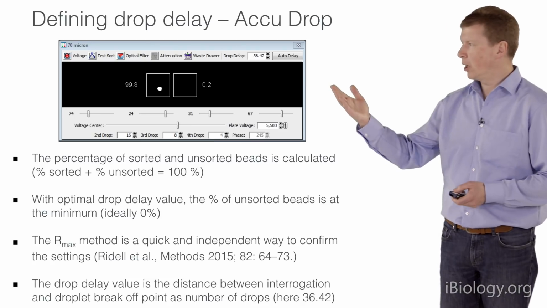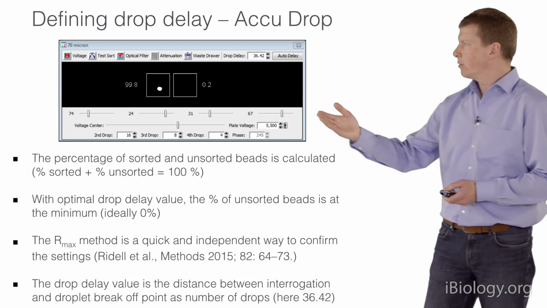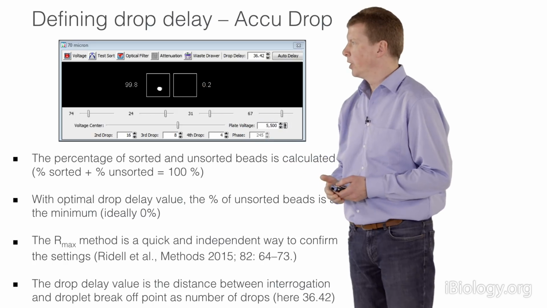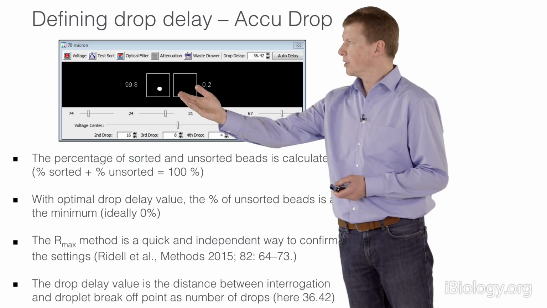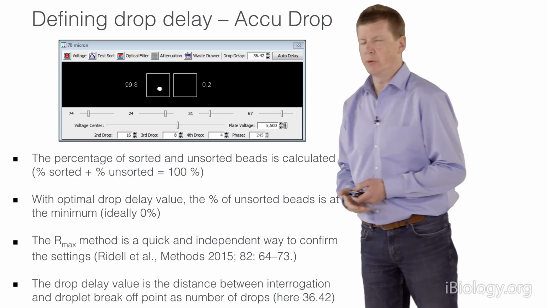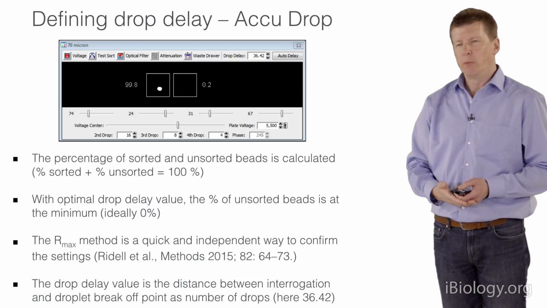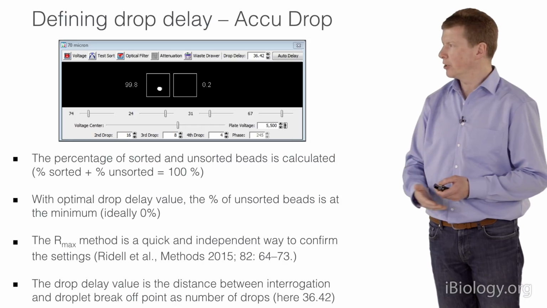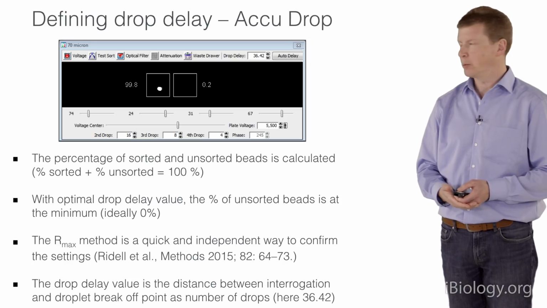So this is how it can look in an instrument, in a software-aided system. So we have now two areas, one for the waste and one for the deflected stream. And you see with a correctly calculated drop delay, all the fluorescent labeled beads are sorted out and none is left here in the waste stream. So we are looking for a minimum here in the waste stream, and the calculation between sorted and unsorted events should sum up at the end to 100%.